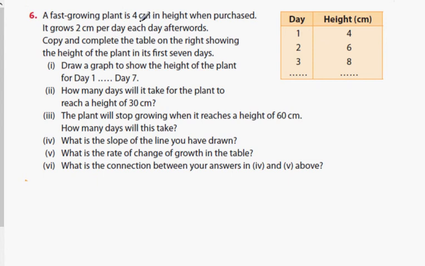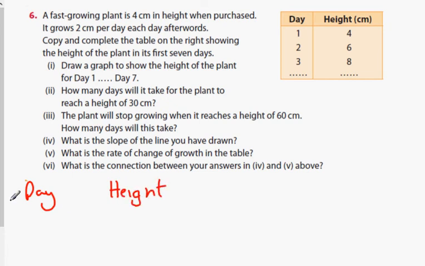A fast-growing plant is 4 centimeters in height when purchased. It grows 2 centimeters per day, each day afterwards. So day one, you're 4 centimeters. Day two, you're 6. Day three, you're 8. Draw a graph to show the height of the plant for day 1 to day 7. Okay. So what we should do here is we should write down our day. We'll do it in the corner here. So we write down our day and we write down our height.